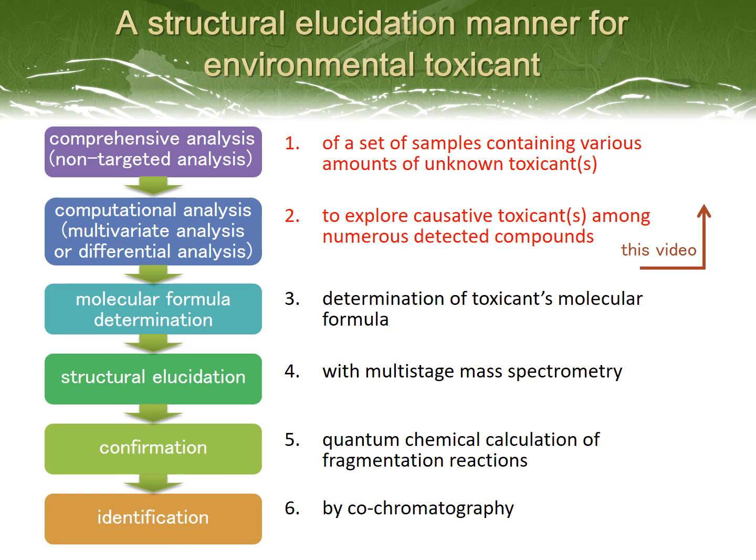Third, molecular formula determination is going to be performed on the explored causative toxicant. Then, structural elucidation of it is going to be performed with multistage mass spectrometry. This elucidated structure is going to be confirmed with quantum chemical calculations of fragmentation reactions. And finally, the explored causative toxicant is going to be identified by co-chromatography. In this video, only the first and the second steps are explained briefly.